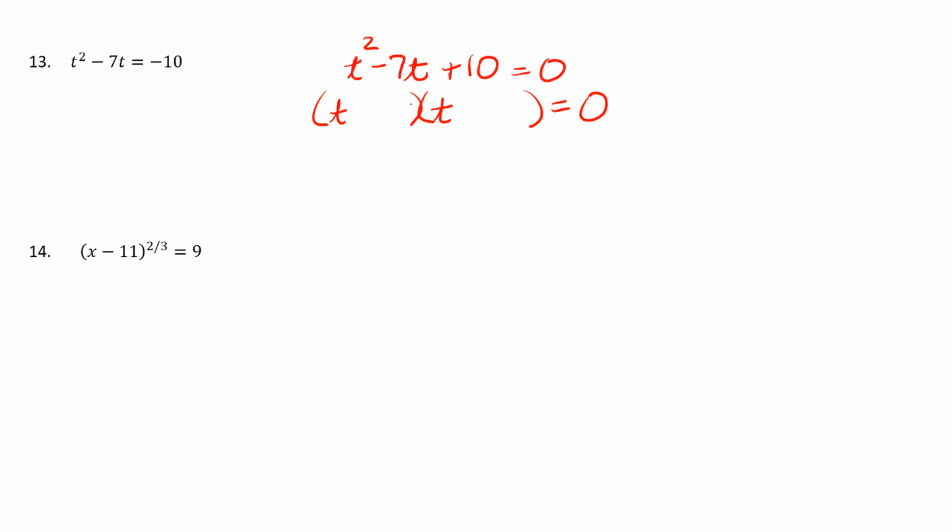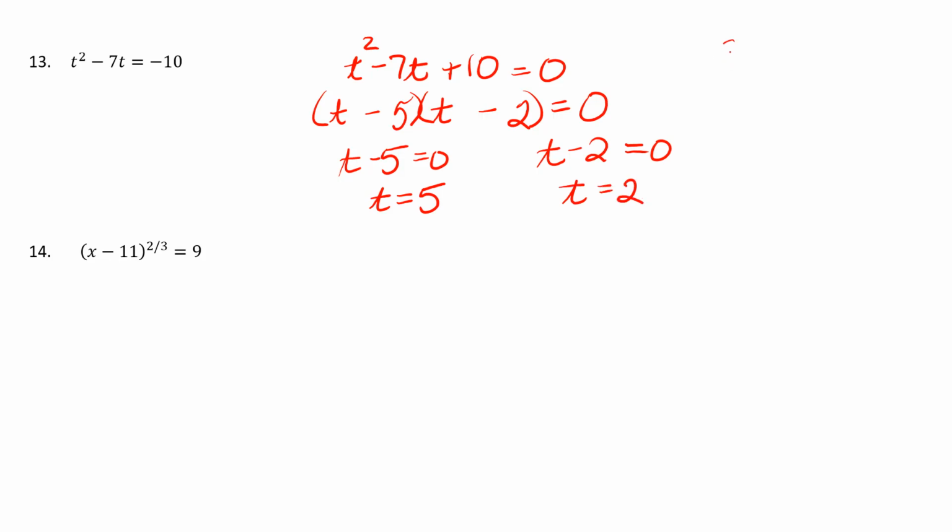We know that 5 times 2 is 10, and it also adds up to 7. So make them both subtractions, so you'll get a negative 7 and a positive 10. If t minus 5 times t minus 2 is equal to 0, then either t minus 5 is 0 or t minus 2 is 0, which means that t would be 5 or t could be 2. So your two solutions for this problem are 2 and 5. That's your solution set. For number 14, you've got x minus 11 to the 2/3 power equals 9.